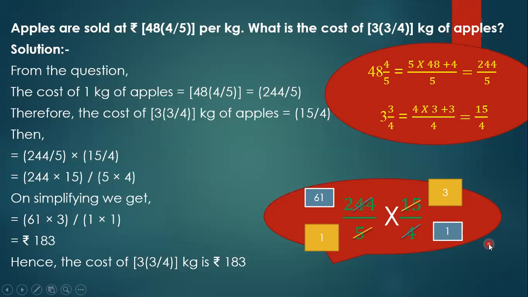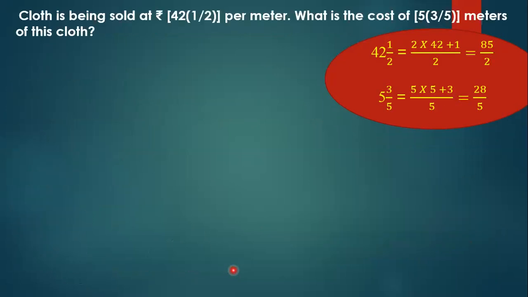1 multiplied by 1 is 1, and if we have 1 in the denominator, we don't write it. So we get rupees 183. Hence, the cost of 3 by 4 kg is rupees 183. I hope this is clear to you all.